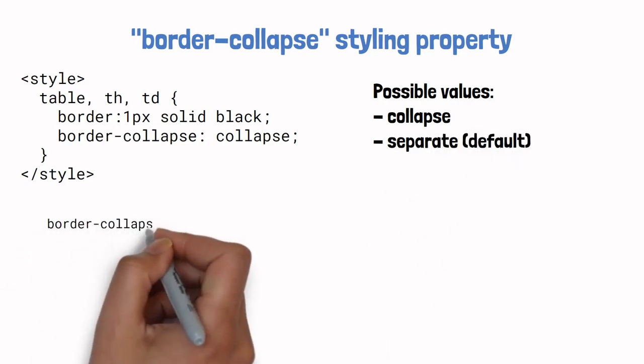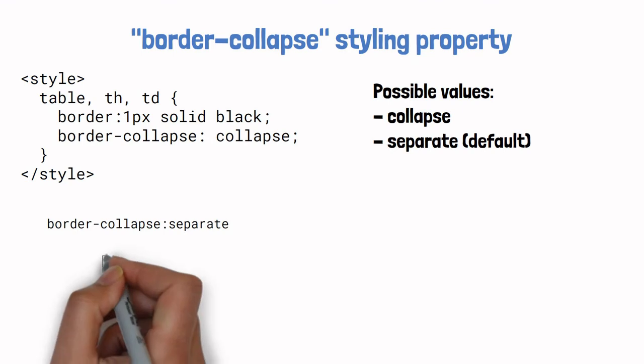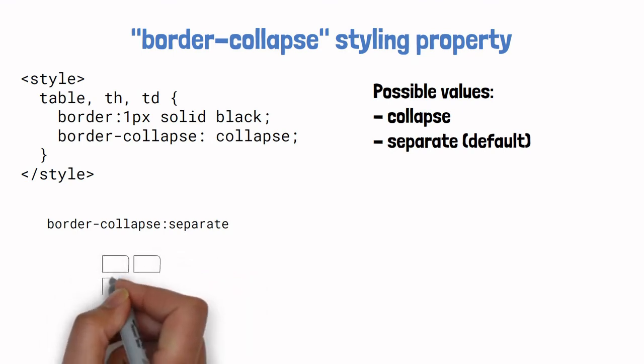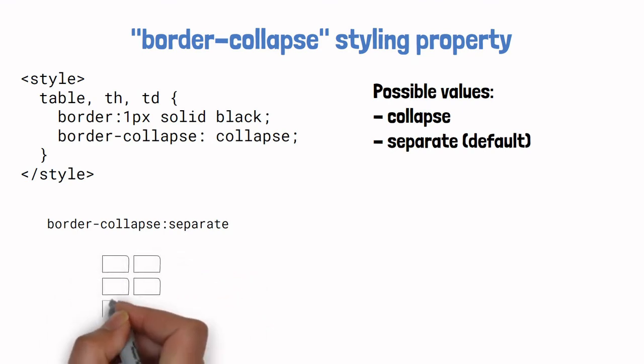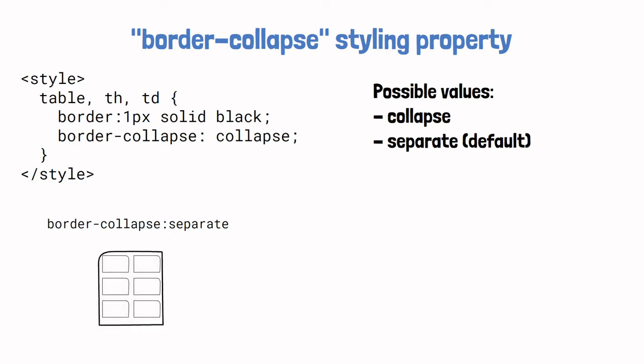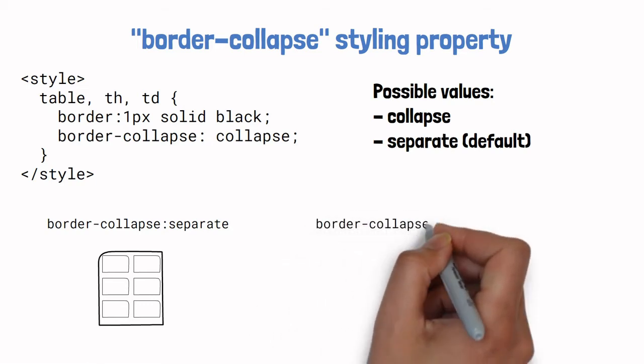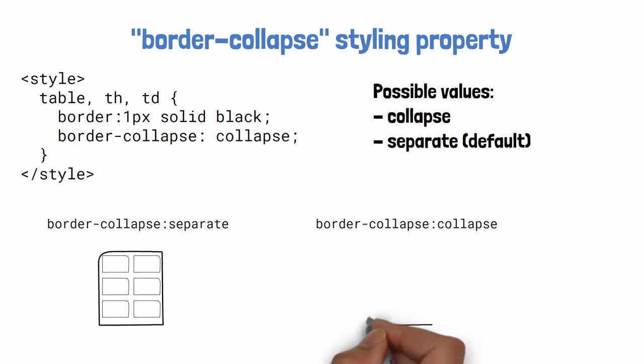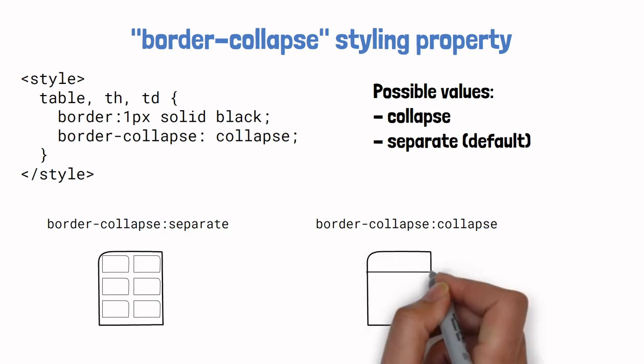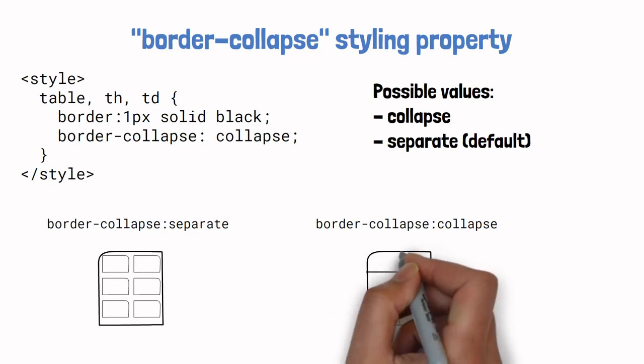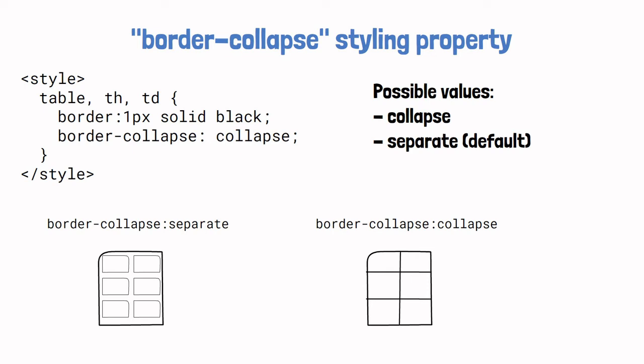When using the separate value, the browser will display a different border line for each cell and a different border line for the table. It will look something like this. When using collapse like we did, the browser will collapse the borders on top of each other, creating a table that looks like this, and like we saw earlier.